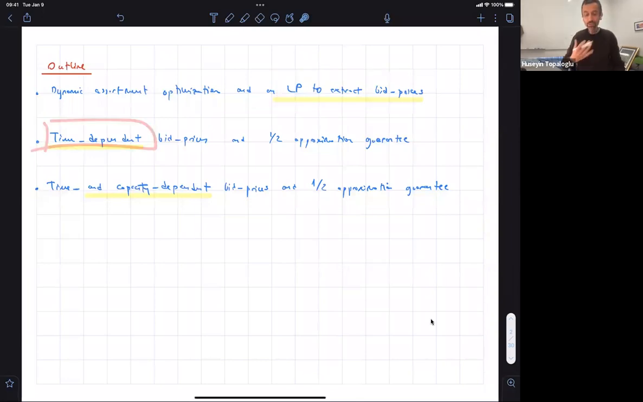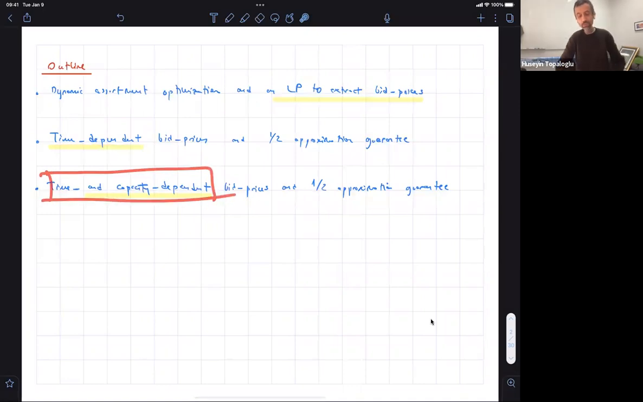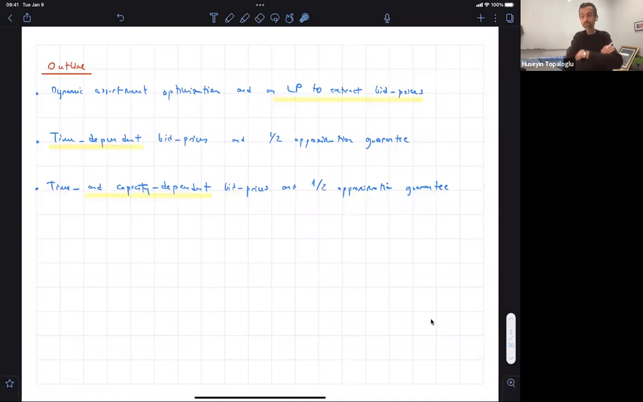And then we're going to do something more sophisticated. We're going to come up with an algorithm that computes time-dependent bid prices. The policy that we get from those bid prices is going to be half approximate. And then we're going to go even more sophisticated. We're going to compute time and capacity-dependent bid prices. And then we're going to get another half approximate policy out of those. Okay, so let's get started.